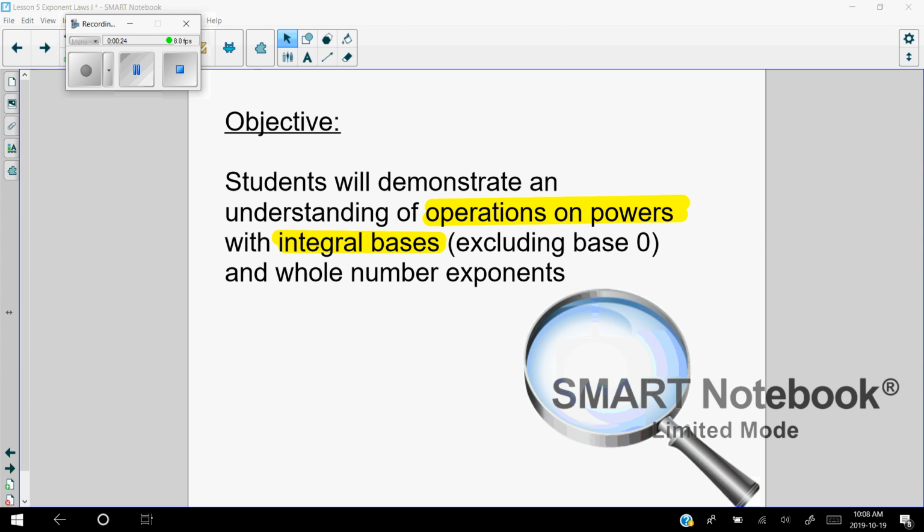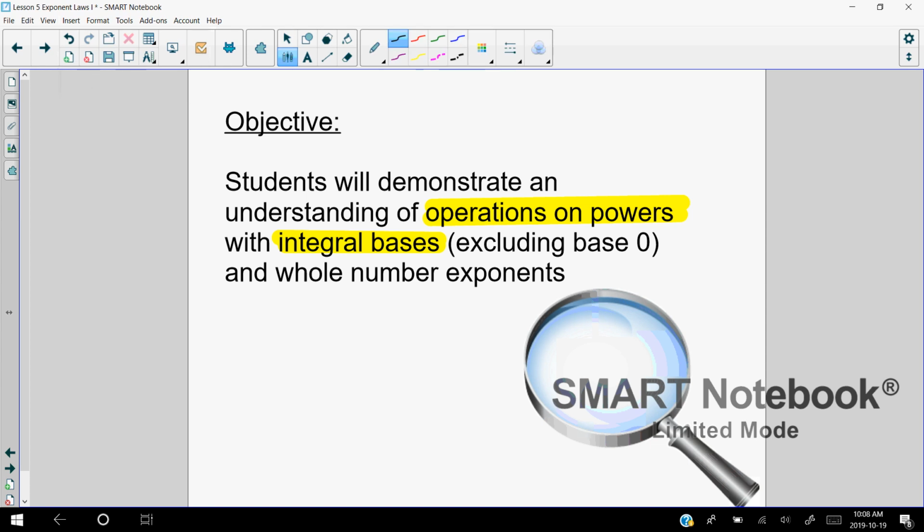So our objective for today is that students will be able to demonstrate an understanding of operations on powers with integral bases. So that just means a number, a positive or negative whole number, and then a whole number exponent. So we're going to be able to generalize some rules about exponents after today.